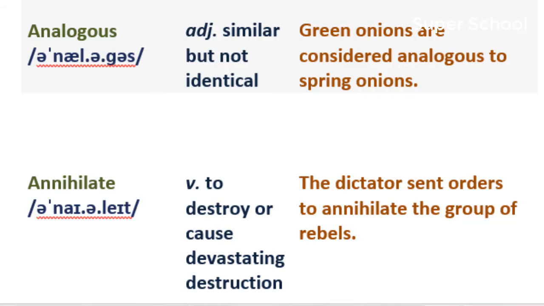The dictator sent orders to annihilate the group of rebels. So here you could have just used to destroy, and let's replace it and see. The dictator sent orders to destroy the group of rebels, to break the group of rebels. So it would be much more easier, but if you use annihilate, it improves the quality of your expression.